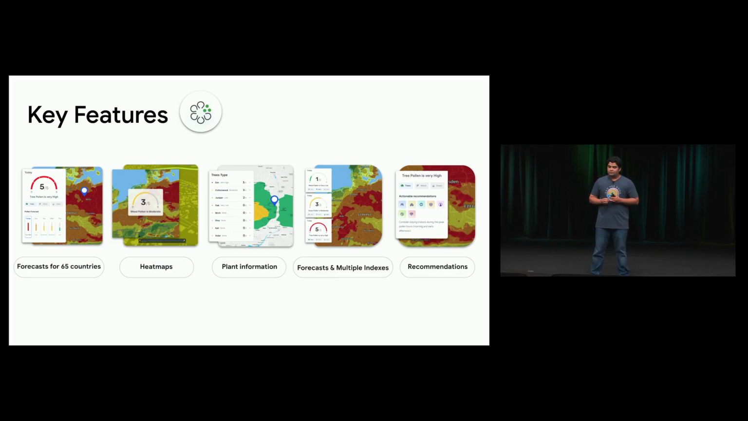We're also able to provide multiple indexes. As I mentioned, there is a universal pollen index. That's the big number at the top across all allergens. But you are also able to look at specific indexes just for plant, just for weed, just for trees, if that is what you really care about. And we also have tailored recommendations for what you should do to improve your symptoms.